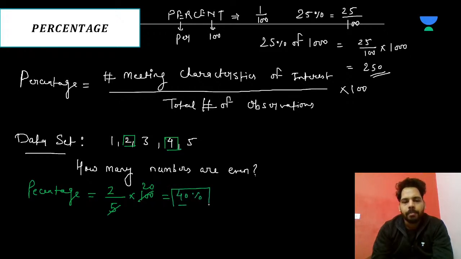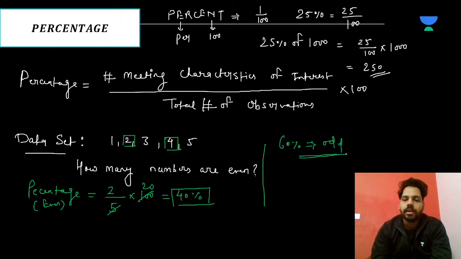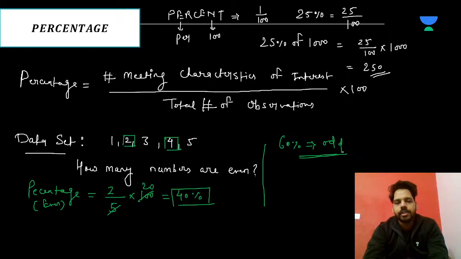That means you can say 40% are even numbers, and definitely if 40% are even, so definitely it's quite obvious that 60% are odd. Understand? 60% are odd because everything we always calculate 100%, right or not? A standard quantity we are using is always 100%, because percent means per 100, cent means 100, and per means per. So always we are taking the standard quantity as 100%.